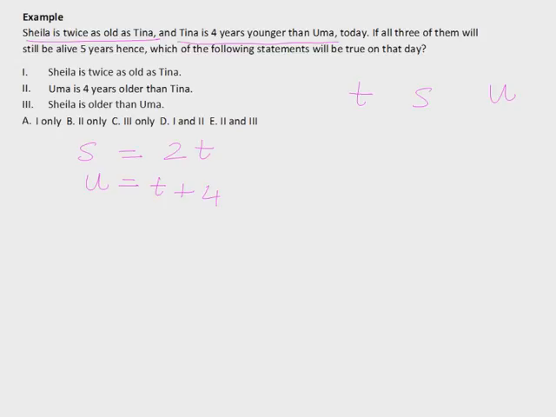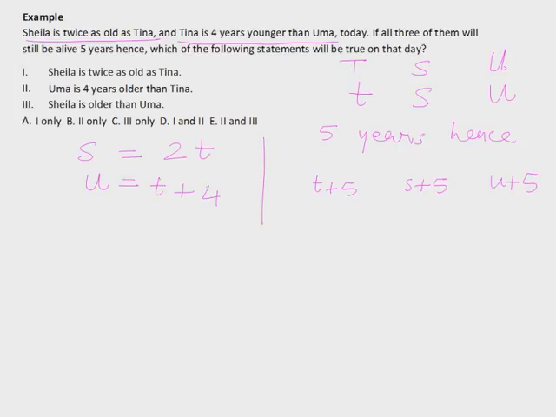If all 3 of them will still be alive 5 years hence, which of the following statements will be true on that day? Okay. 5 years hence. Let's see what happens 5 years hence. This is Tina, Sheila, Uma. So 5 years hence, Tina will be T plus 5, Sheila will be S plus 5, and Uma will be U plus 5. Each one will grow by 5.